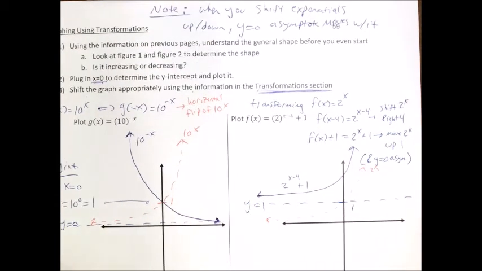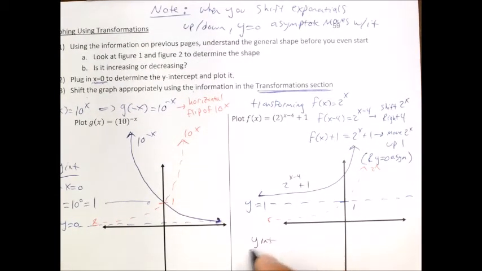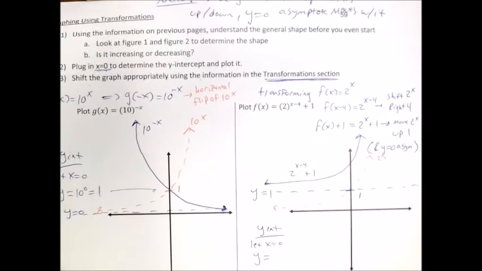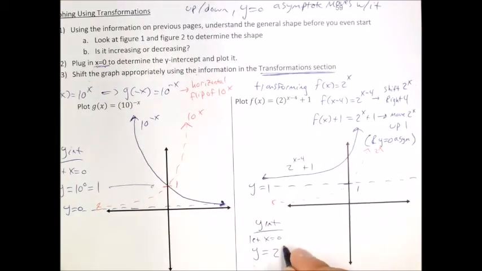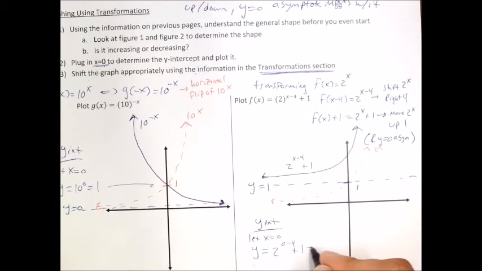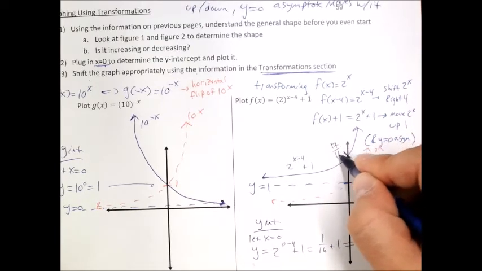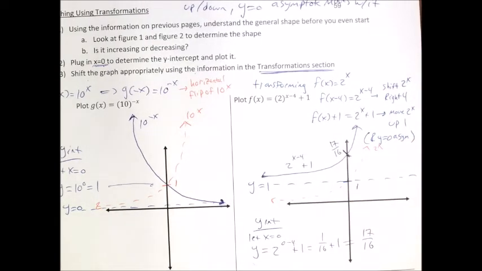And let's figure out that y-intercept. You set x equal to 0, and you get y equals 2 to the 0 minus 4 plus 1. And so this is going to be 1 over 16 plus 1, which is 17 over 16. And so this new intercept is a fraction, 17 over 16.